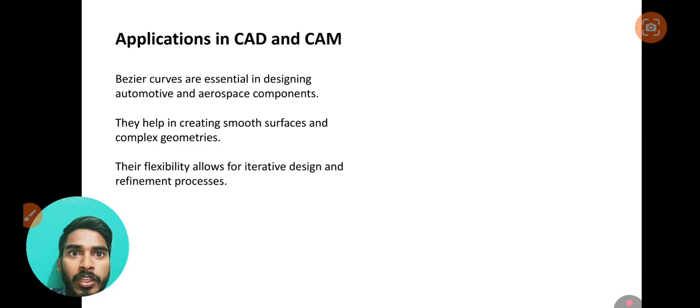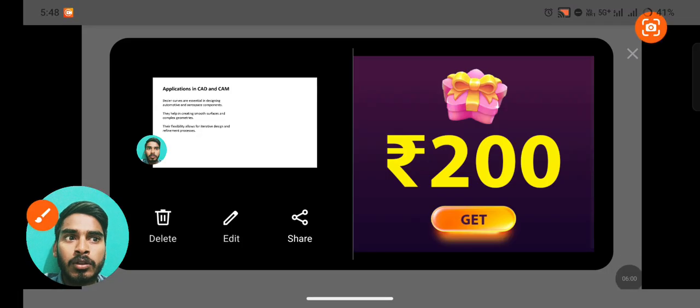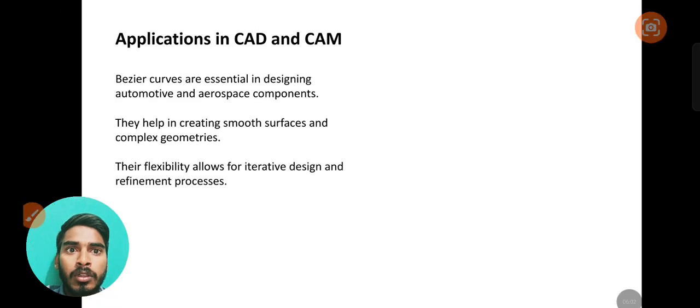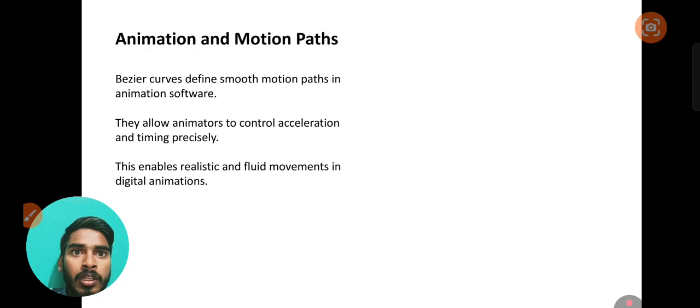Applications in CAD and CAM. Bezier curves are essential in designing automotive and aerospace components. They help in creating smooth surfaces and complex geometries. The flexibility allows for iterative design and refinement processes.